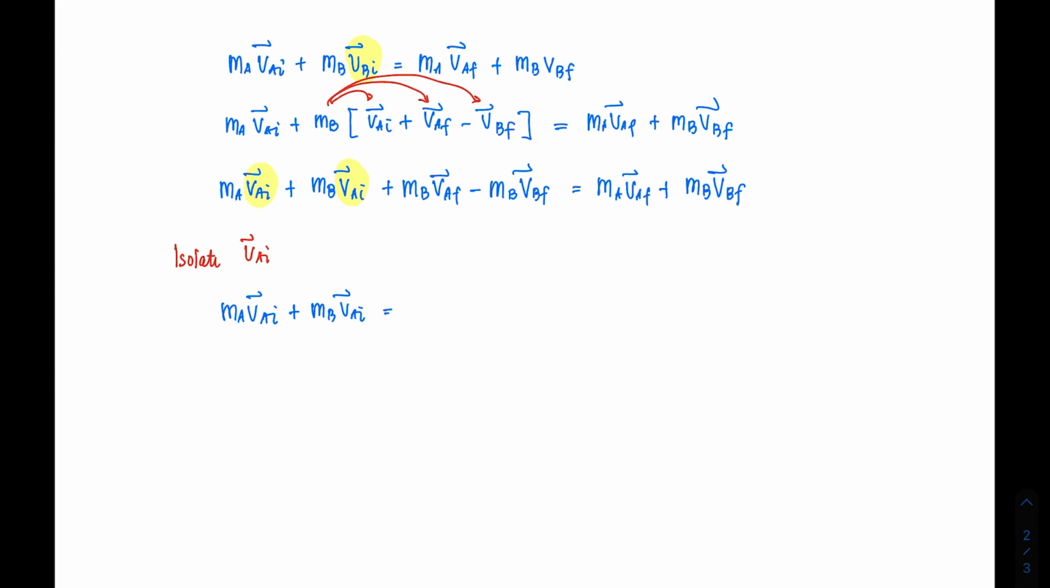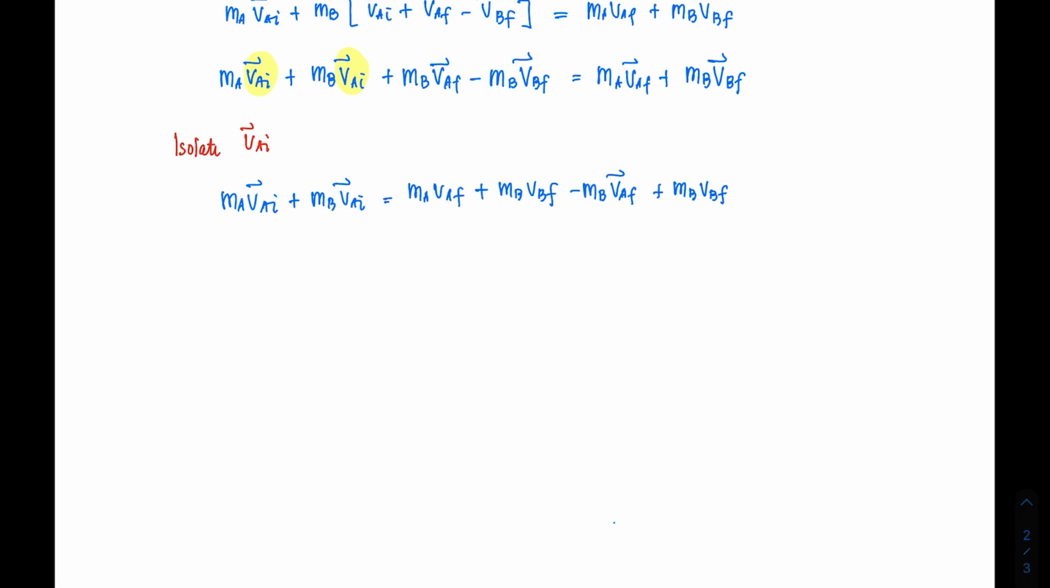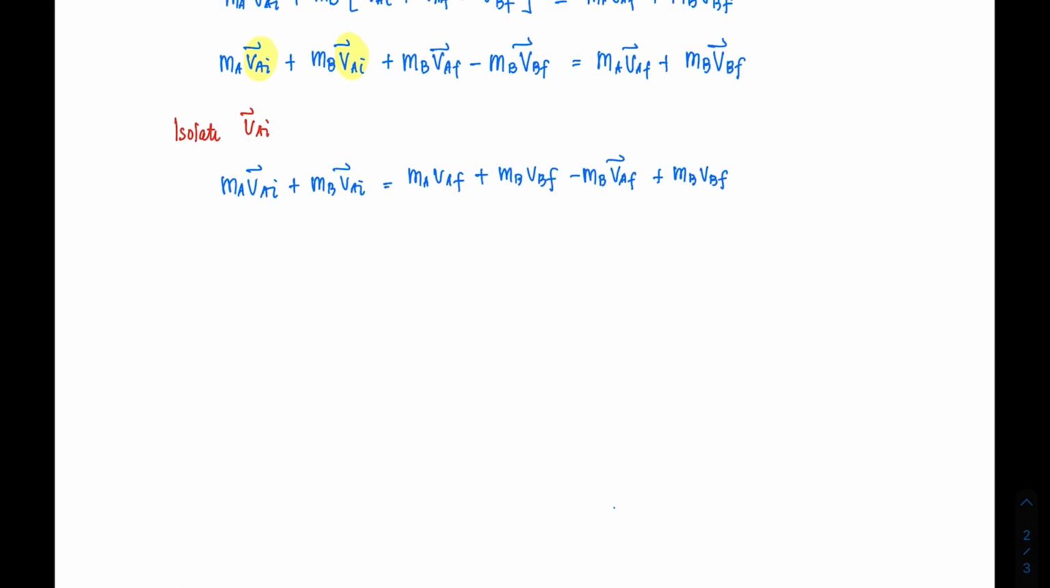Okay. So when we do that, I'm going to copy first this term. So that's MA VAF plus MB VBF. So I'm going to transpose this first, so that will become minus M sub B VAF, and this one, it will become plus MB VBF.